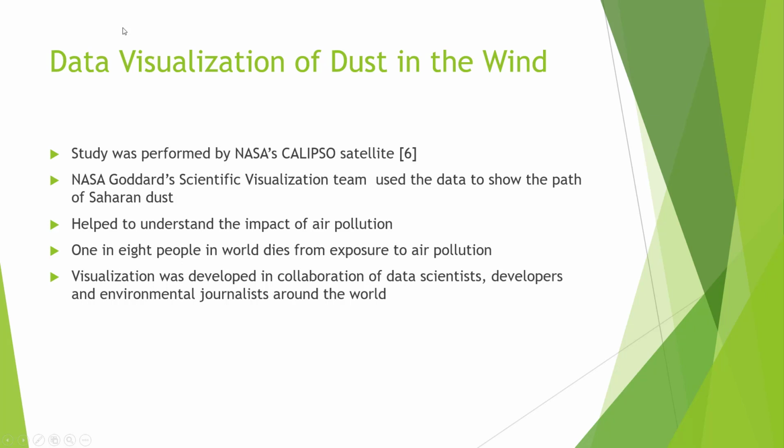pollution. So there was a NASA satellite, the Calypso satellite, which performed a study about the dust that was moving from the Sahara desert to different parts of Africa. So it helped to understand the impact of air pollution and the path of that Saharan dust. According to the research, 1 in 8 people in the world die from exposure to air pollution, and it is very critical to reduce this pollution.